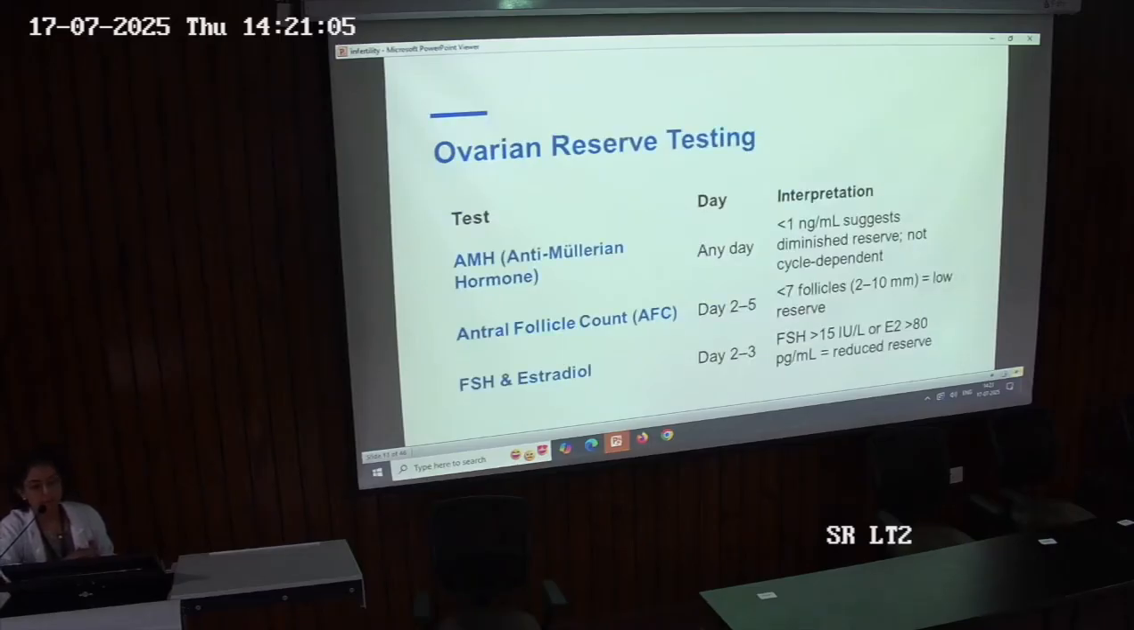What are the most important ovarian reserve tests? Out of these three, which one is the most important and the most commonly used? AMH levels. So anti-Mullerian hormone is the investigation that we use to assess the ovarian reserve. It should be in the range of 1 to 3.5, and less than 1 suggests diminished ovarian reserve, but we have to correlate it with the transvaginal antral follicle count. So antral follicle count is an equally good test to assess the ovarian reserve. And FSH and estradiol levels, sometimes we use: if FSH is more than 15 and E2 is more than 80, it suggests poor ovarian reserve.